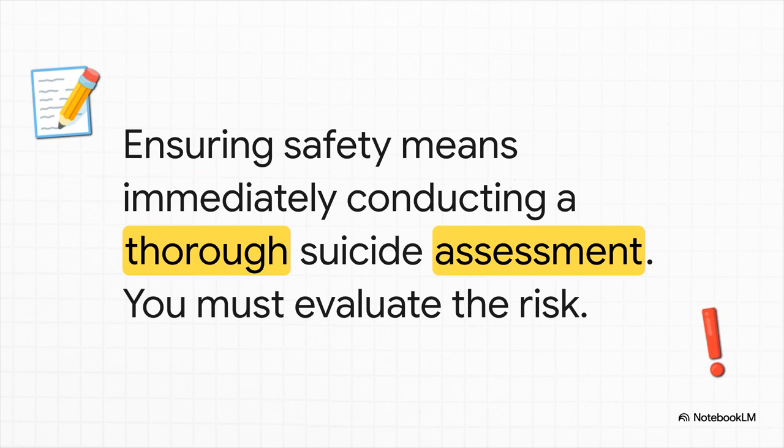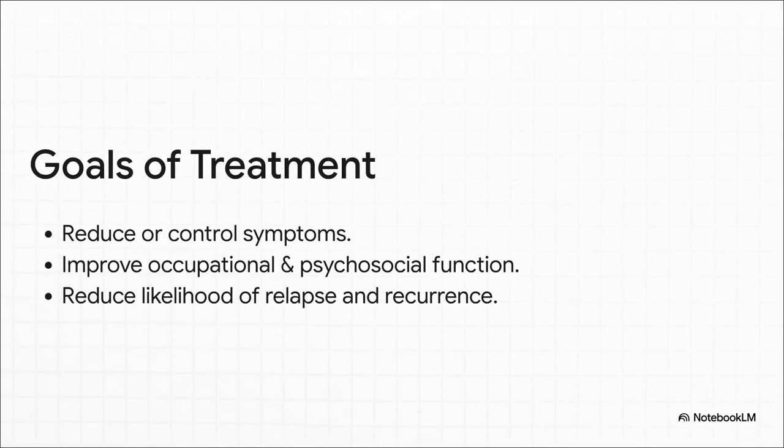And what does ensuring safety mean in practice? Well, it means your immediate next move is to conduct a thorough suicide assessment. You have to evaluate their risk. This is a critical point of care you just cannot afford to miss. Okay, once safety is established, what are we trying to achieve? There are really 3 main goals with treatment. First, get the symptoms under control. Second, help the person get back to functioning in their life, at work, socially. And third, do everything we can to reduce the chances of it all coming back. It's a whole person approach.